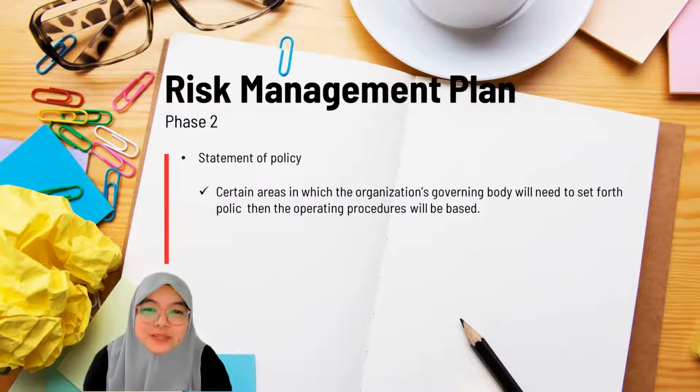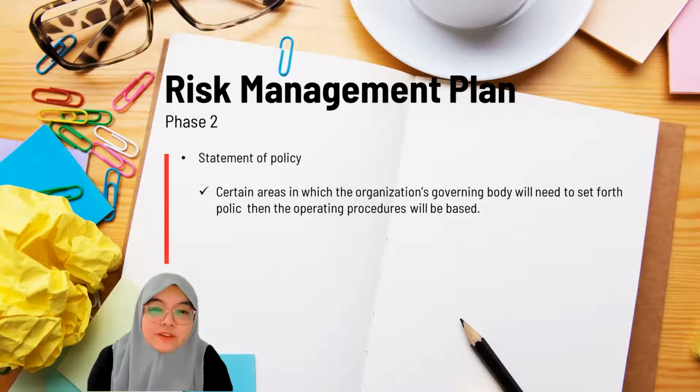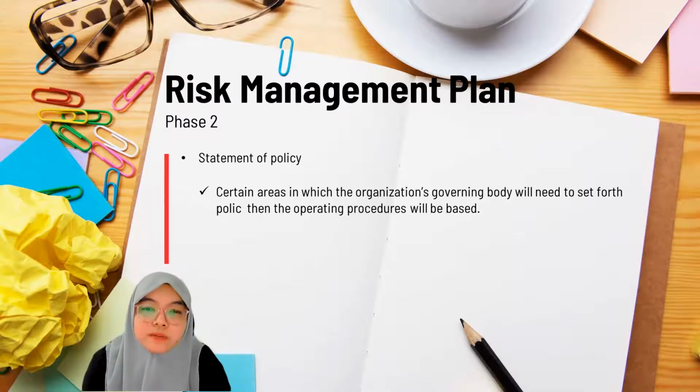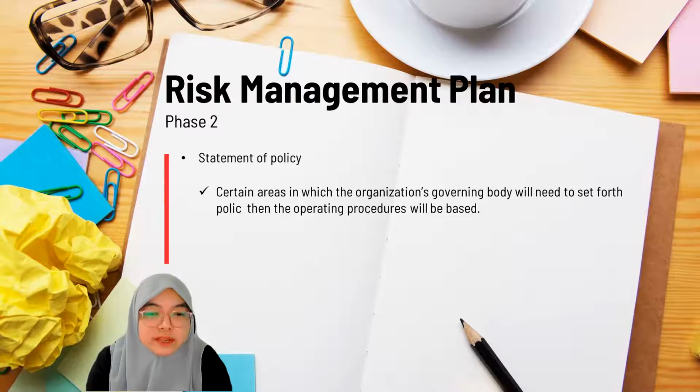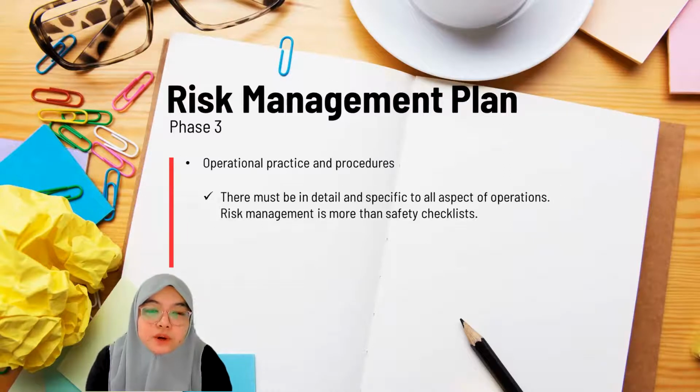Good. Okay, so phase two, the statement of policy, meaning a certain area in which the organization's governing body will need to set forth policy, on which the operating procedures will be based. Meaning here the policy makers need to always have a specific policy regarding this risk management. Okay, so phase 3, operational practice and procedures. It must be some kind of practice, and you need to check whether it is a very good one or not, whether it is implemented and whether it is suitable to our event or not.